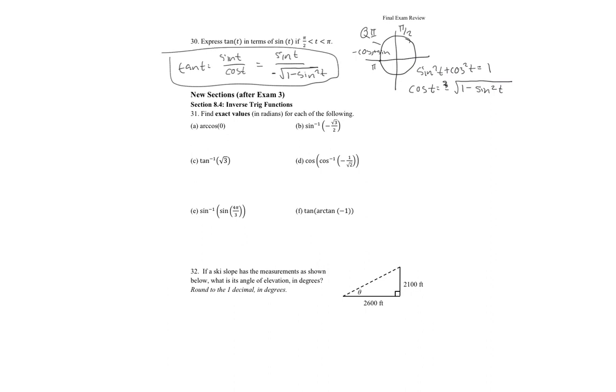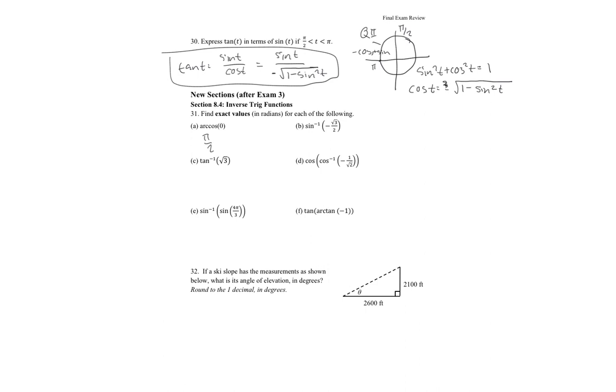Okay, so for section 8.4, number 31, it asks to find exact values in radians for each of the following. And so for part A, for cosine inverse of 0, we can just plug it in our calculator and also think about where on the unit circle is cosine 0. And we know that cosine is 0 at pi over 2, right? And our calculator shows that.